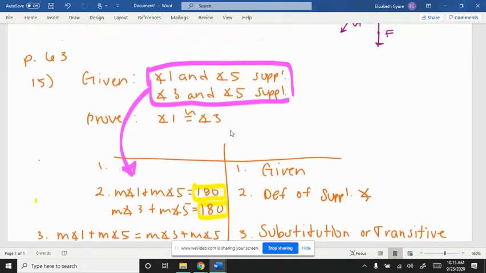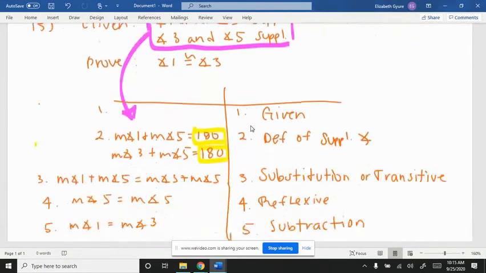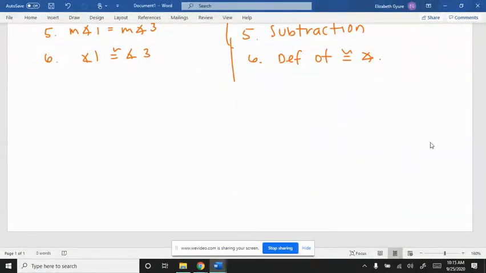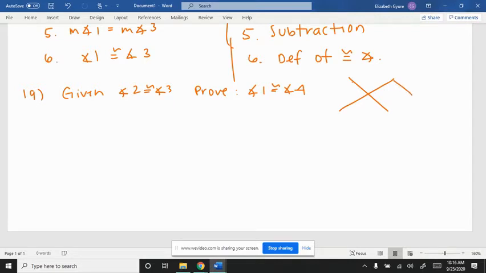All right, what was the next one we wanted to see? Number 19. Okay. All right, number 19, this is on page 64. Here we are given that angle 2 is congruent to angle 3, and we want to prove that angle 1 is congruent to angle 4, and then we have this little crisscrossy shape here.